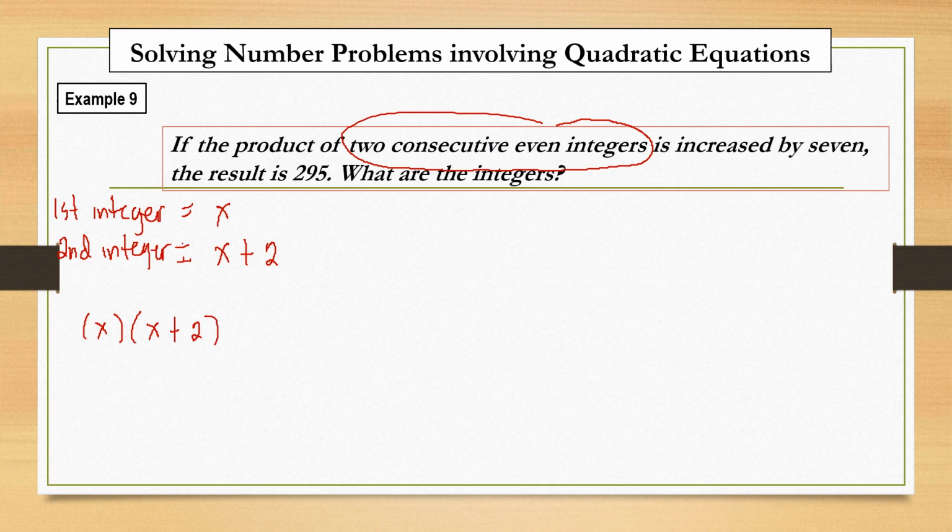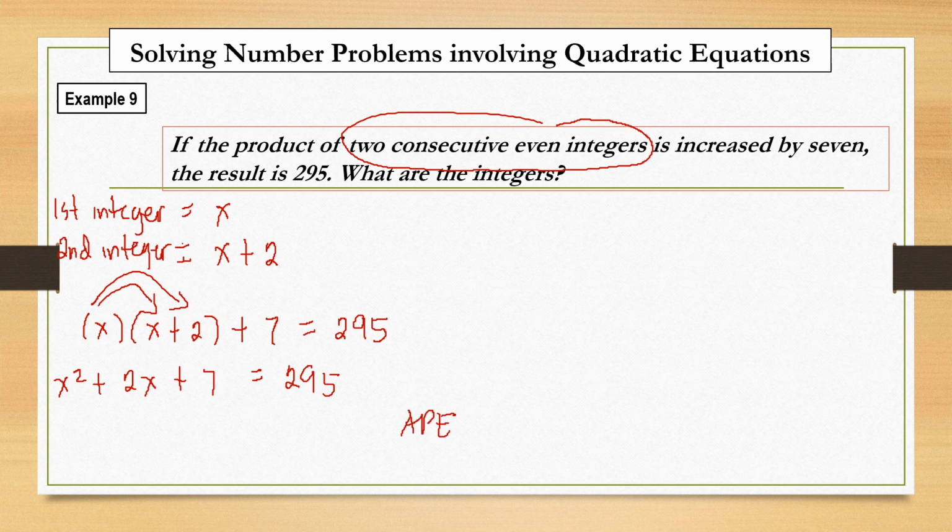Now it says in the problem, if their product is increased by 7, we know that the term increase is associated with addition. So we have plus 7 there. The result is 295. Now what are the integers? Let us simplify our equation by distributive property. We have x squared plus 2x plus 7 is equal to 295.